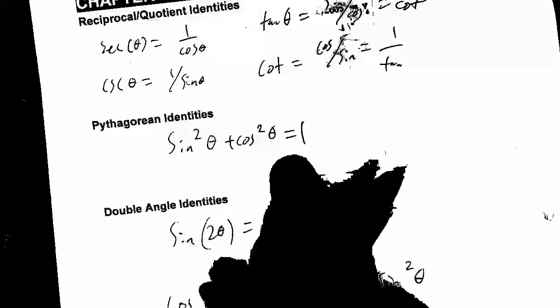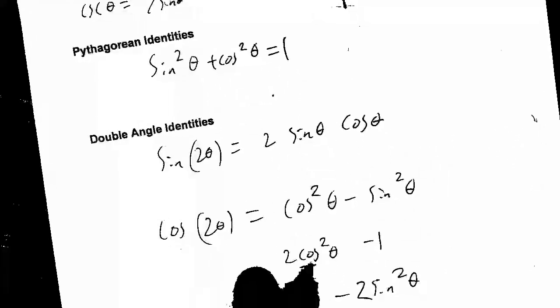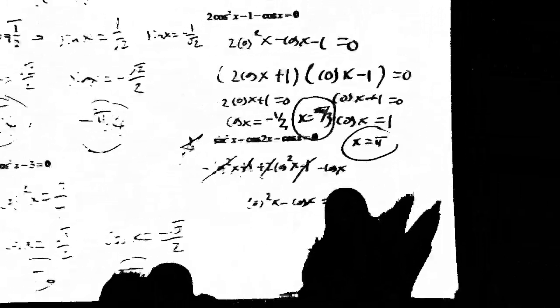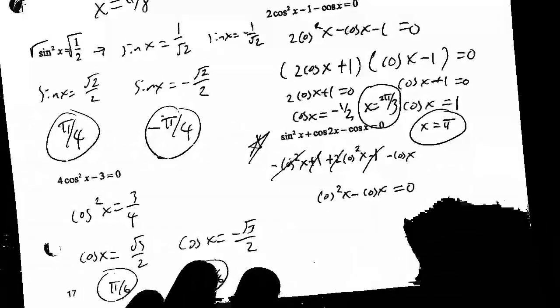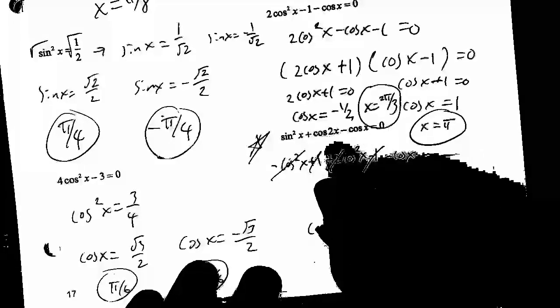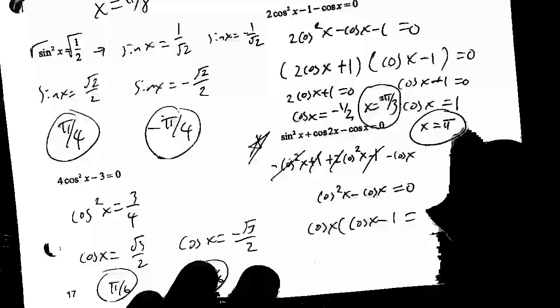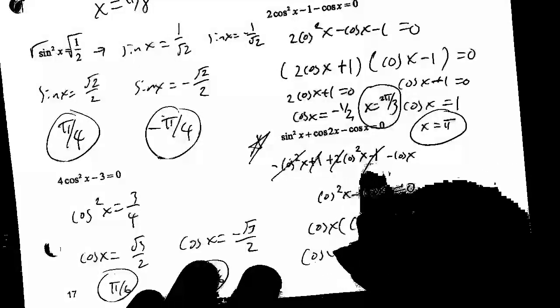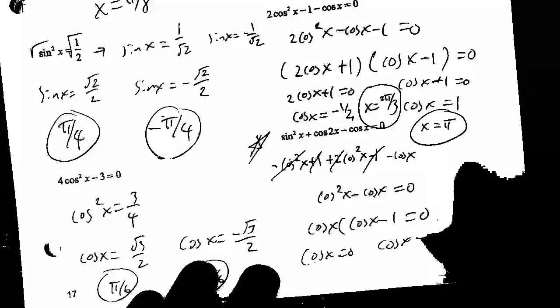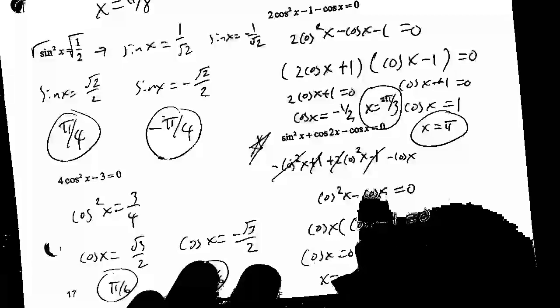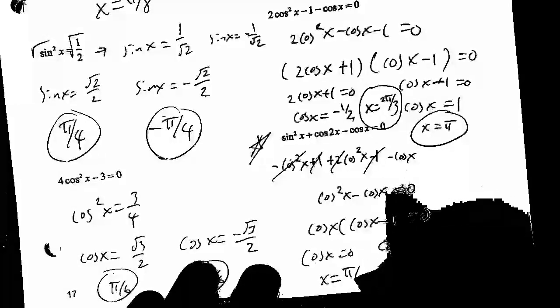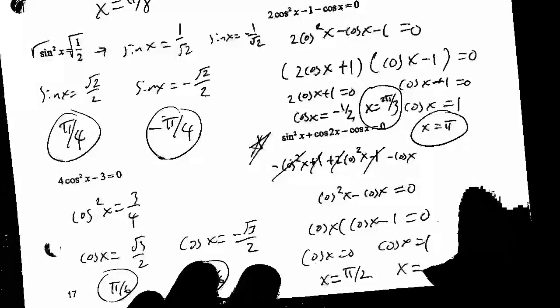So I used the identities from the previous page to do this, if that wasn't clear. I used that Pythagorean identity, and I used this double angle identity to convert this to all be cosine, and then things canceled out, and I ended up with this. So you have cosine x, parentheses, cosine x minus 1 equals 0. That means cosine x equals 0, and cosine x equals 1. That means your answer is pi over 2 and 0.